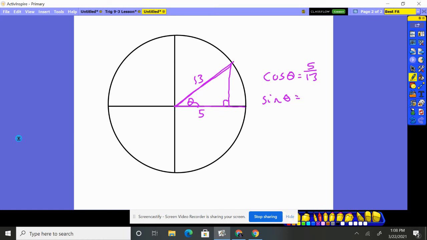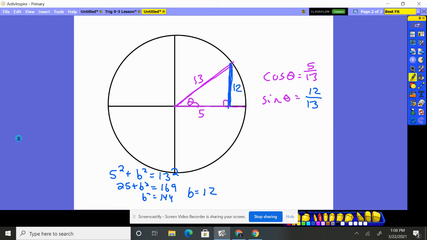I can once again use the Pythagorean theorem to find this missing side right here. So I know the one leg squared plus my missing leg adds up to the hypotenuse squared. So 25 plus b squared equals 169. Subtract it, you get 144. That missing side is 12. A 5, 12, 13 Pythagorean triple. So now the sine is simply the opposite over the hypotenuse.